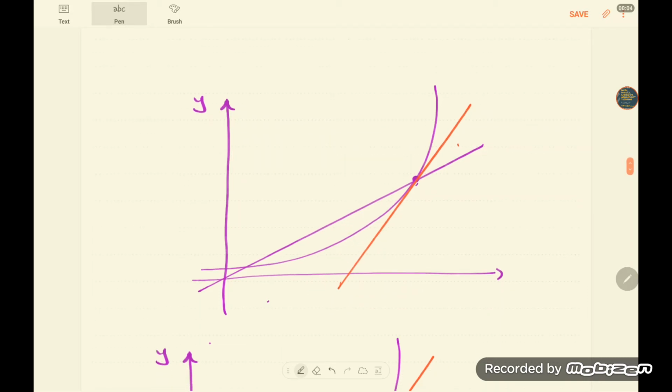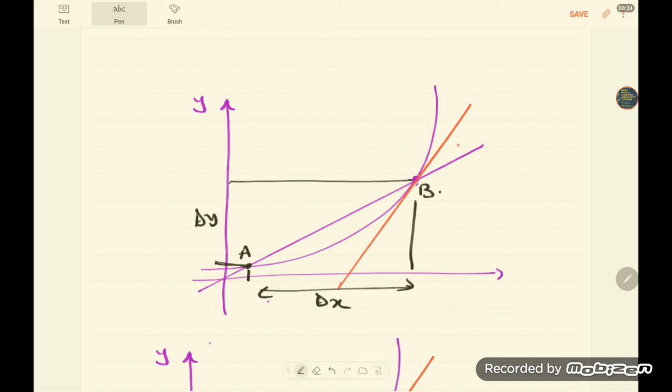Now we're looking at this particular graph where we want to find the gradient at point B, and we're starting off with the line AB, which is a poor estimation of the gradient. But it does give us the two points that we need. So we started with this kind of setup where we had our change in X being like this, and our change in Y being this one here.